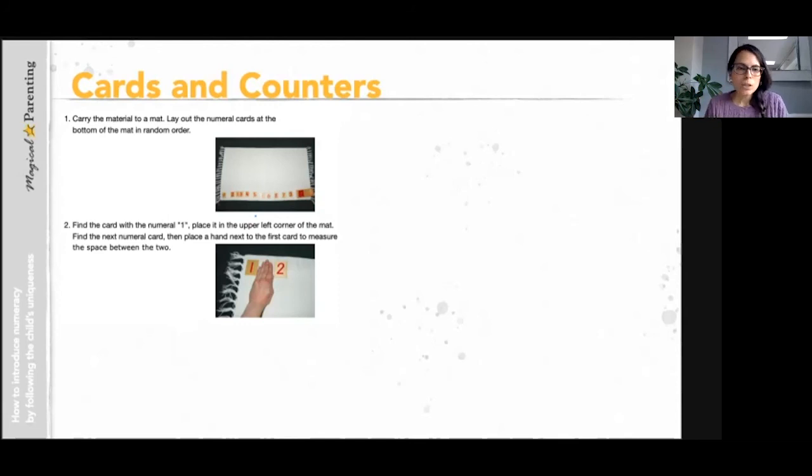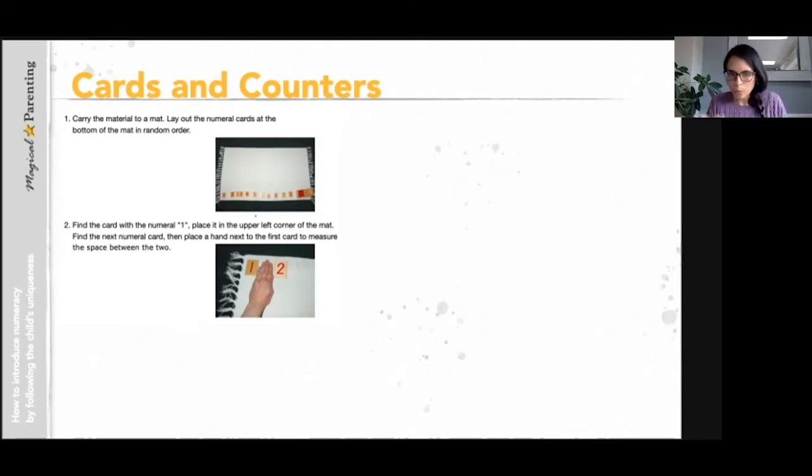And they will say 1. So you say, can you put number 1? And you show them on the top. Remember, always left on the top, because that will help them as well with writing and reading. Can you put it here on the top, number 1? And then what comes after 1?